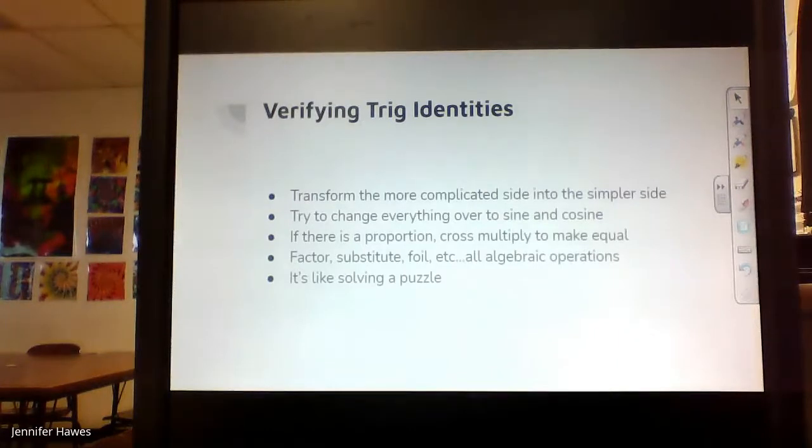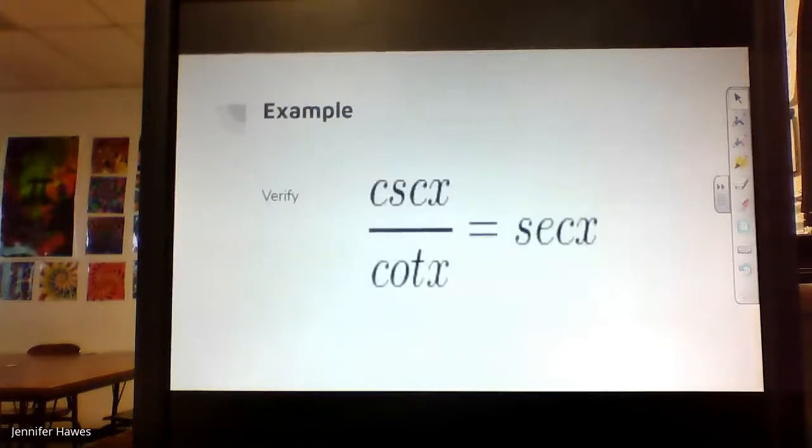If you have a proportion in there, you can cross multiply and then go from there. You can factor, you can substitute, you can FOIL. Anything you do in algebra, you can do on here. So any of those operations will work. And like I said, it's kind of like solving a puzzle. You have the end. It's just, can you get there? Okay, so here's my first one.